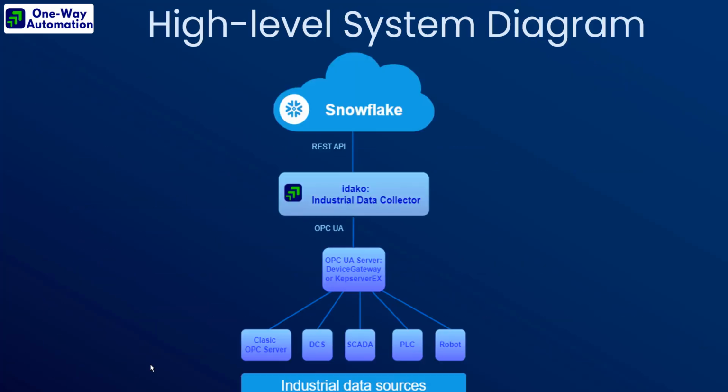Here is the high-level system diagram. So at the bottom you can see different kinds of industrial data sources. We convert every proprietary protocol to OPC UA. In order to make this data available in the cloud, we put our application Idako, Industrial Data Collector, and your data starts flowing to the cloud from industrial source to Snowflake.